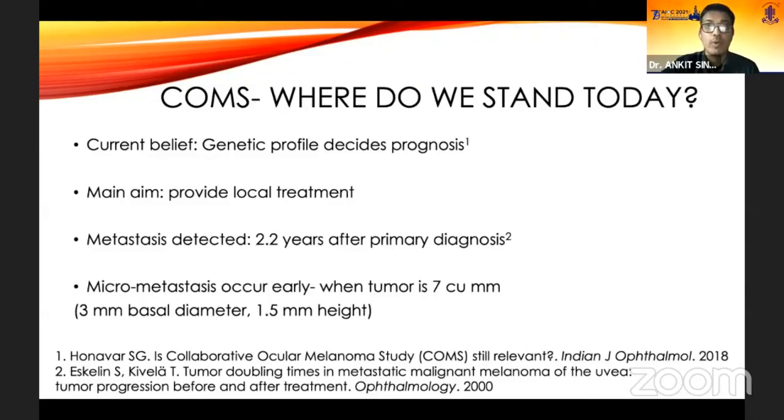But there's one more unanswered question. When does the tumor start metastasizing? For instance, if a patient has a small tumor and wants to delay the treatment. A study was done on the same topic, and they found that metastasis was detected on average 2.2 years after the primary diagnosis. And these deposits developed from micrometastasis, which had happened when the tumor was much smaller. How small, you ask? About 7 cubic millimeters, which is nearly 3 millimeters basal diameter and 1.5 millimeter height. So this finding concludes that if we find a melanoma, we should not delay treatment irrespective of the size to reduce the risk of metastasis.